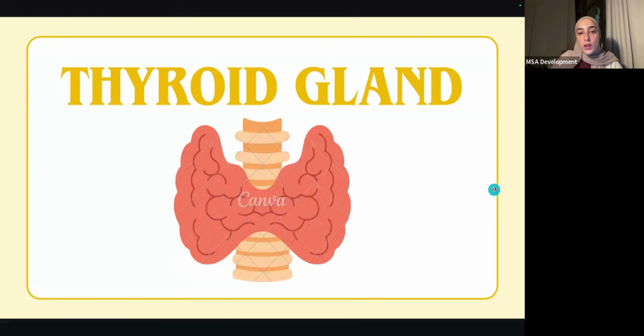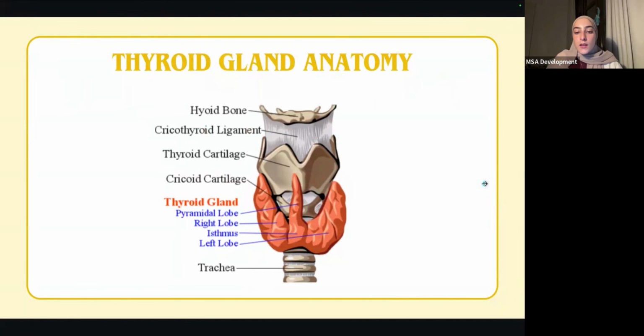Okay, that's it for the pituitary gland. Now let's move on to the thyroid gland. And sorry, I don't have Camera Premium. The thyroid gland is a very tiny gland.